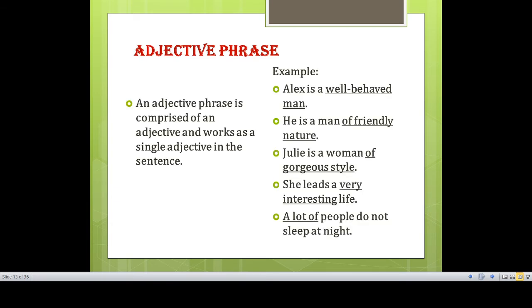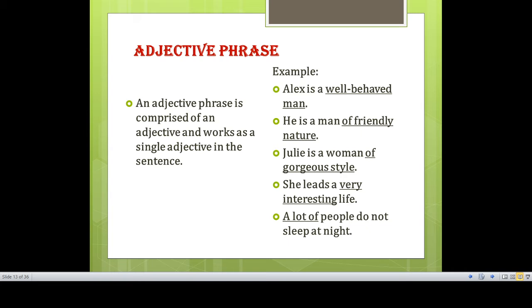You have something called an adjective phrase, which consists of an adjective and works as a single adjective. It is, of course, a group of words because a phrase is a group of words. Alex is a well behaved man. You've got three words, well behaved man, but it acts as a single adjective. Why? It describes Alex, the noun. He is a man of friendly nature. Of friendly nature, of course, talks about the man, he. All right. Julie is a woman of gorgeous style. A group of words again, of gorgeous style, operates as an adjective in the sentence.